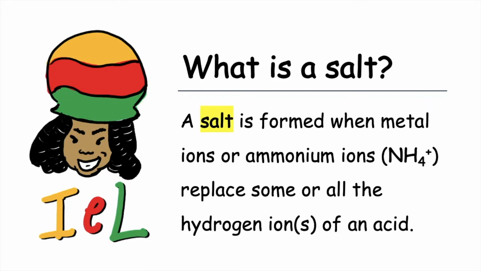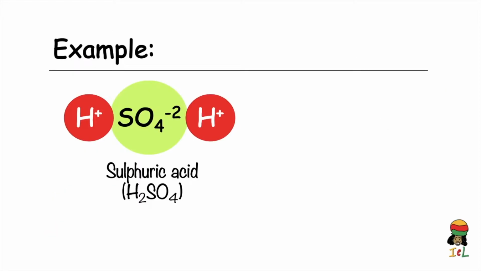A salt is formed when metal ions or ammonium ions, NH4+, replace some or all the hydrogen ions of an acid. We will use this animation to explain the definition of a salt. So here we have a molecule of sulfuric acid, which consists of two replaceable hydrogen ions and a sulfate radical or anion bonded together. So the formula for sulfuric acid becomes H2SO4: H2, there are two hydrogens, and the sulfate anion, SO4. Sulfuric acid is a dibasic acid, where di means two, that is, it has two replaceable hydrogen ions.